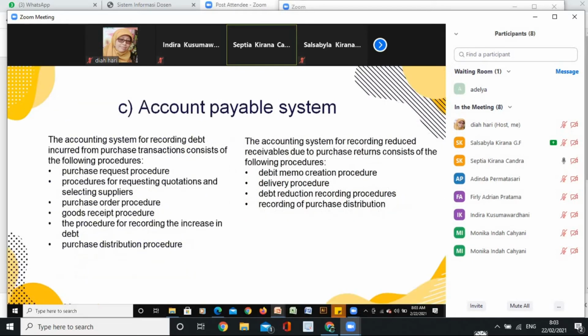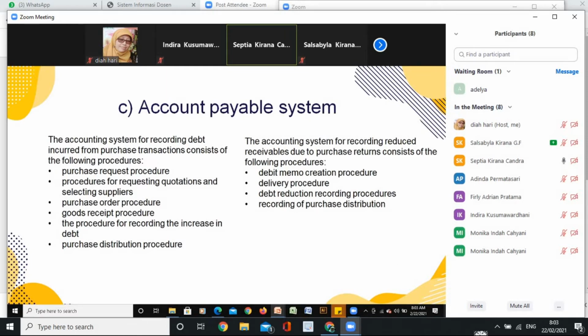Next, account payable system. Account payable system is designed to record debt transactions and reduce debt. The debt comes from credit purchase transactions and reduced debt comes from purchase return and debt repayment transactions. However, the settlement transactions are grouped into the cash accounting system.